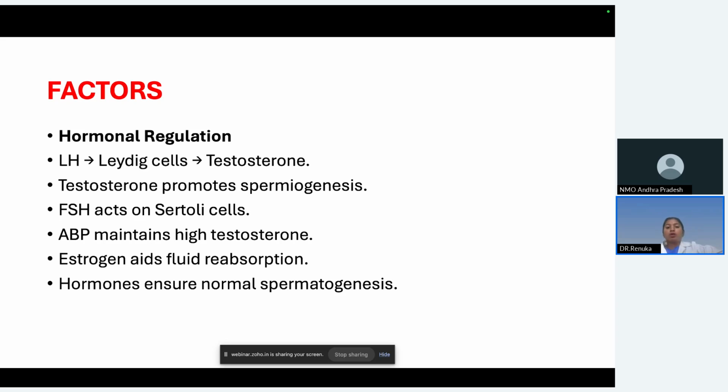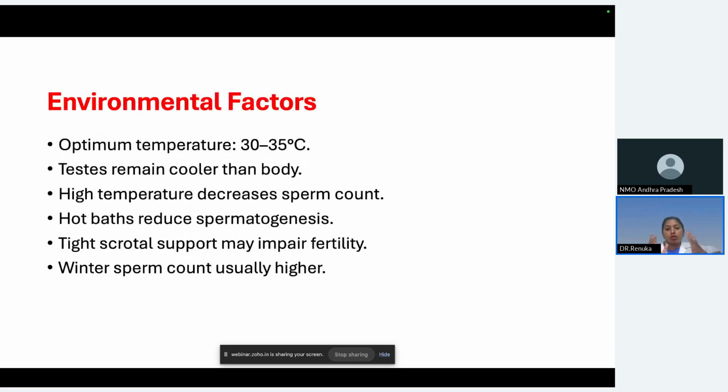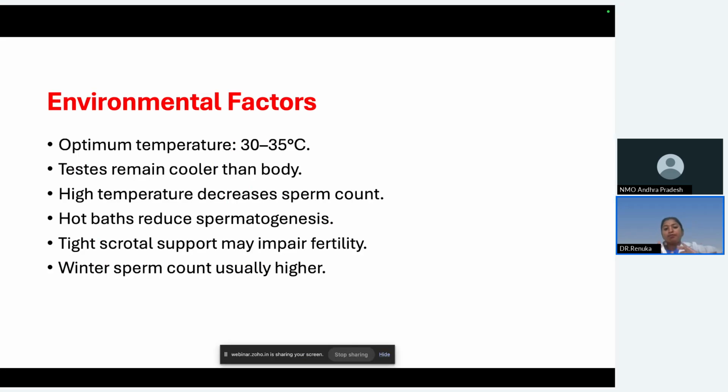Next, environmental factors. What is the ideal or optimal temperature? It is 30 to 35 degrees centigrade. The testis is outside the body, as we all know, because of the scrotum, and the low temperature is very important for the production of sperm. In high temperature, usually the sperm count is less; in winters it is high. And tight scrotal support should be avoided to maintain fertility.